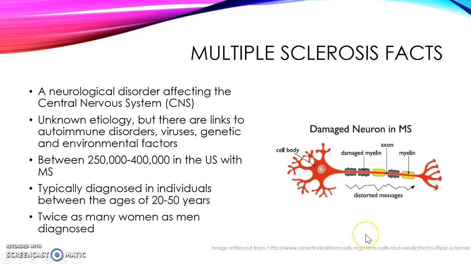In this picture, you will see how the damaged myelin appears compared to intact myelin. This demyelination of the sheath along the axon causes distorted messages to go through the central nervous system.